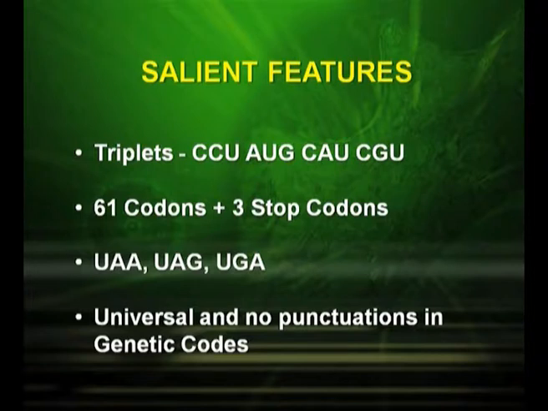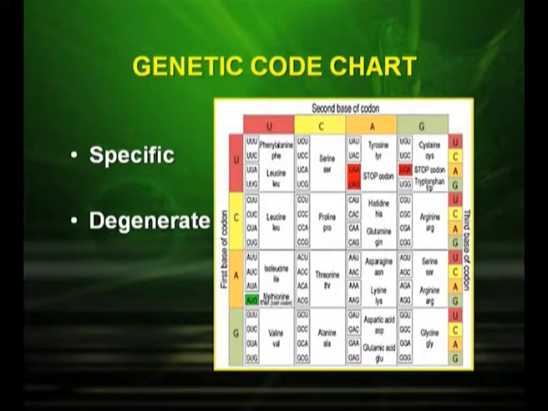Another very important feature is that it is universal and there are no punctuations in the genetic code. There are no commas. Another important feature is that the genetic code is specific, whether it is a bacterium or a human being, the 3 bases code for the same amino acid. So, it is very specific. The second important property is that it is degenerate. That means one amino acid can be coded by more than one codon.